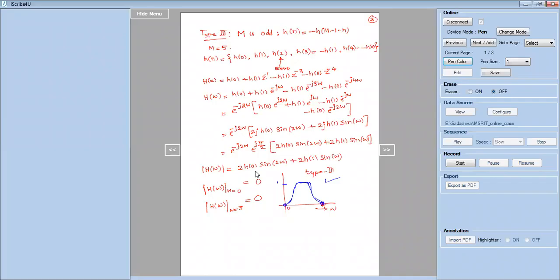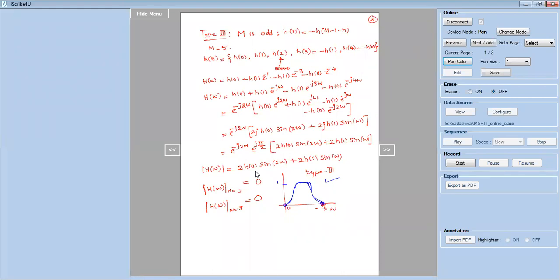So type 4 is only for high pass filter. I have to check. Honestly speaking, I have not checked. With the next period I can tell you. Today evening I will sit and do it, and I'll tell you.